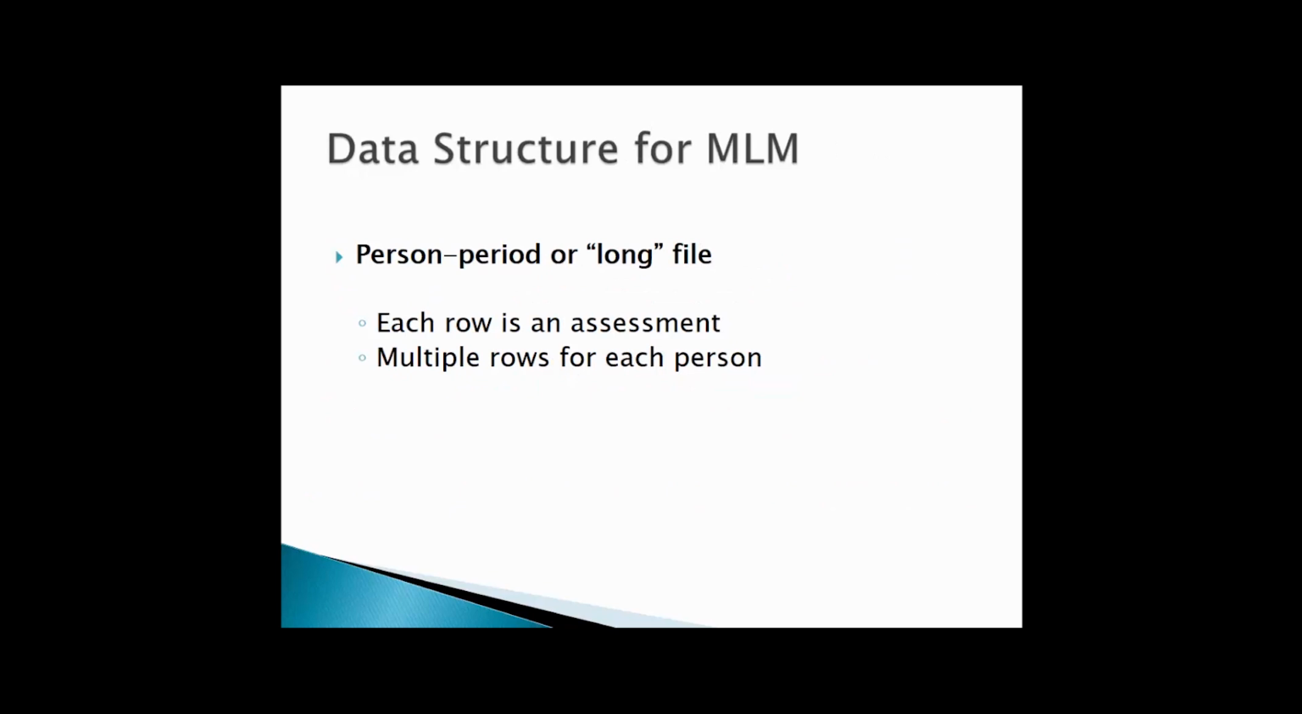Before we get into analysis, I just want to talk you through a little bit about data structure. Before we do an MLM, we need to have our data set up in what's called a person period or a long file. And a long file, I'll show you an example on the next slide, essentially has each row of your data set corresponding to an assessment period. So an assessment, one single repeated measure that you gave to that individual across a number of items. So that's on each row. And we have multiple rows for each person.